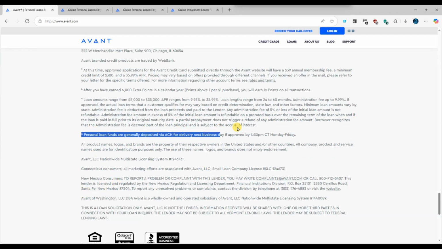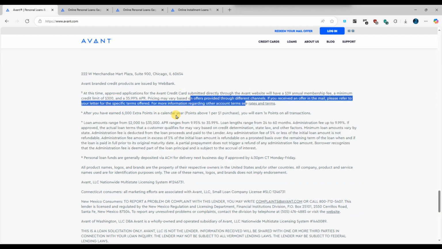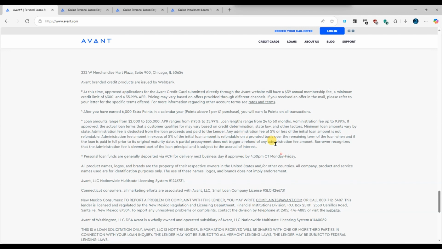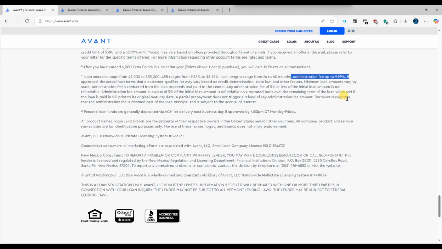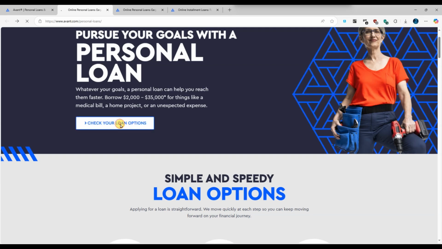is fixed or variable. Next, look at the fees section. Avant may include origination fees, late payment fees, or repayment penalties. Make sure you understand when these fees apply, how much they cost, and whether you can avoid them.